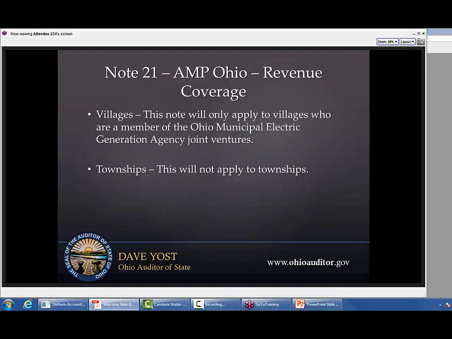For villages, for Note 21, if you are involved in AMP Ohio, this is one that I would strongly encourage you to talk to your auditors or see what was in your prior year audit report, because there's some note disclosure that goes along with it. I don't believe there's anything in the examples we have out there, but hopefully either your prior year audits or your auditors will be able to help you out and fill that note out.